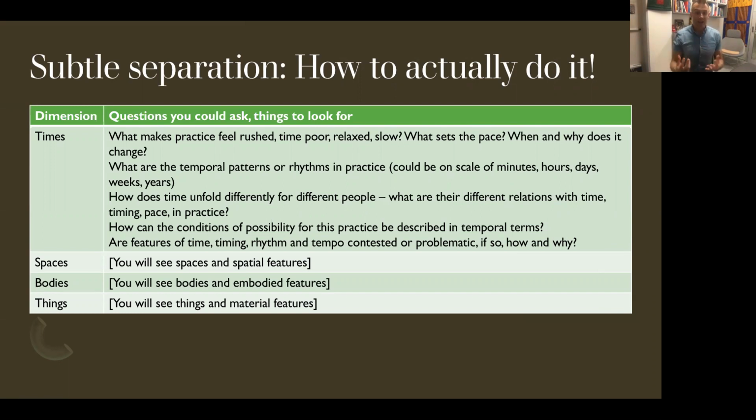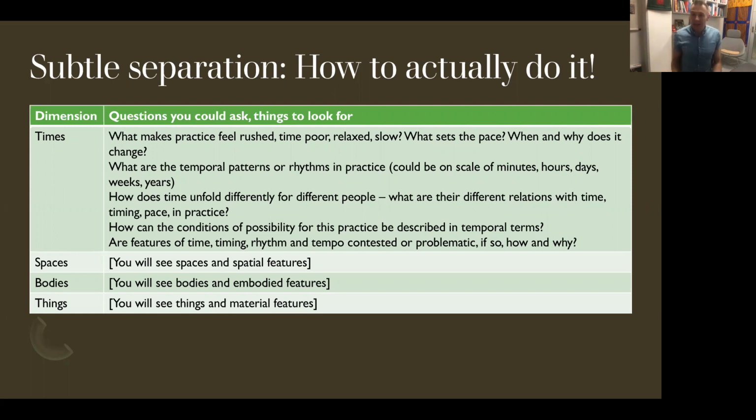So with times, rather than just saying, how much time does a practice take? That's the clock time. You could ask, what makes practices feel rushed, time poor, relaxed, or slow? I was really interested in how nurses who had a huge amount to do all day actually made time with their parents feel expansive and unrushed, and that they were available to parents. And the answer was often through their bodies.